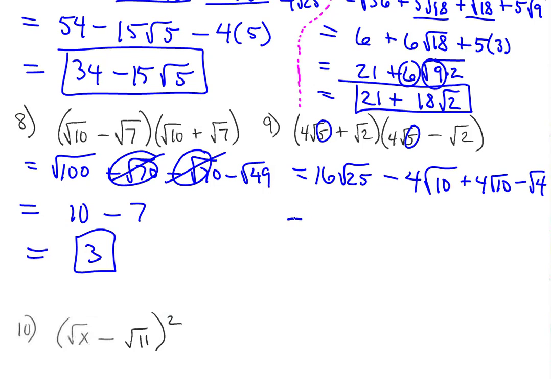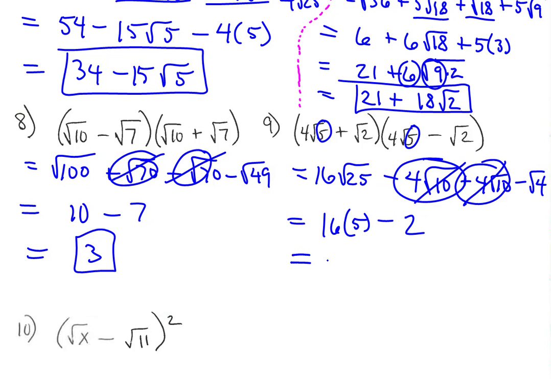Let's go ahead and simplify through this. We have 16 times the square root of 5, which is really the square root of 25, which is really 5. Then we have this minus 4 root 10 and plus 4 root 10, but those will cancel. And then at the end we have this minus square root of 4, which is really a minus 2. We'll go ahead and take this one step further. 16 times 5 is 80. So really you just have 80 minus 2, which is 78. So 78 is our final result there.